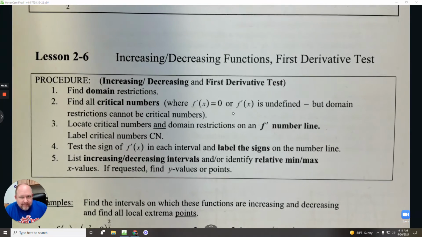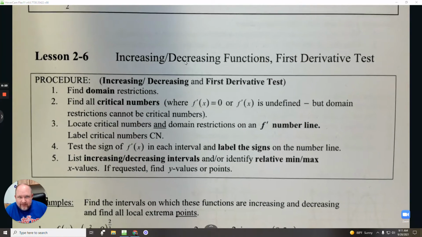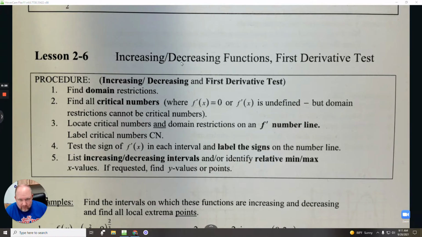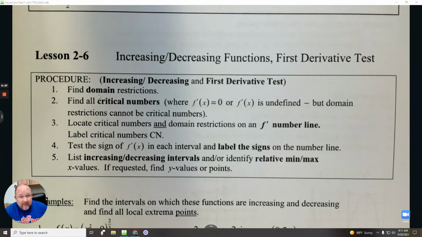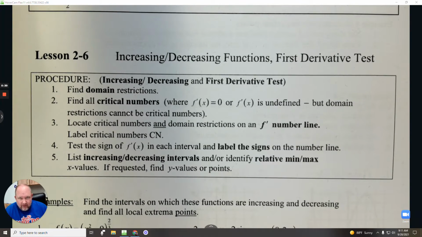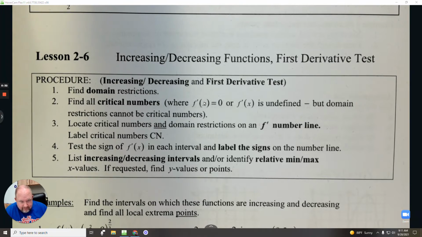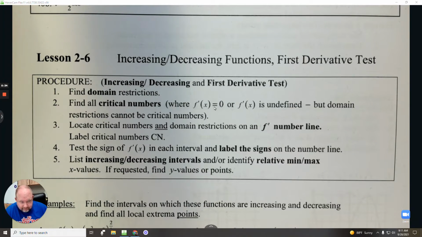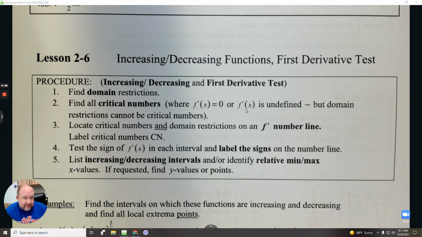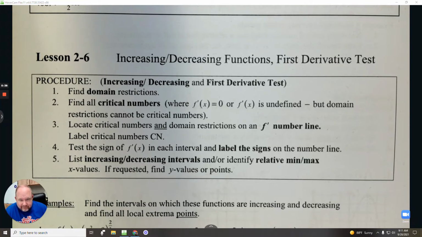This is a big concept in calculus, understanding increasing and decreasing. We're first going to find if there's any domain restrictions. We're going to find all critical numbers. That's where the derivative is equal to 0 or the derivative is undefined. We did that in the last lesson.